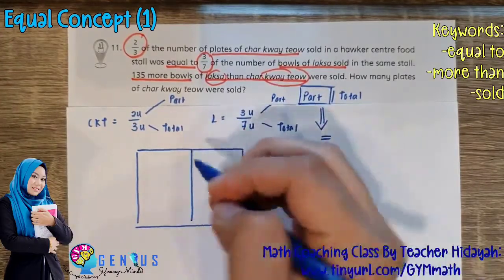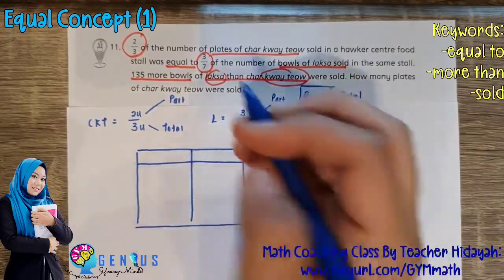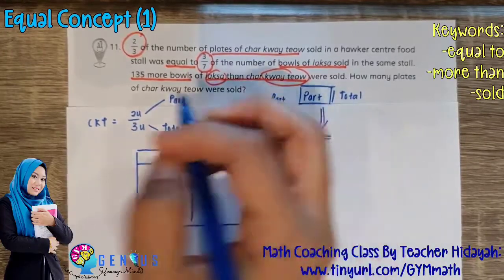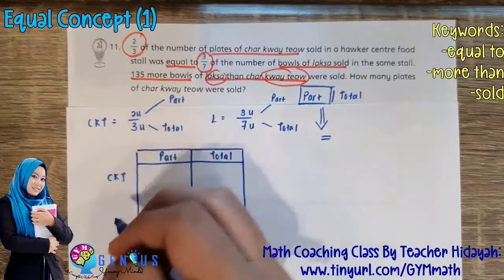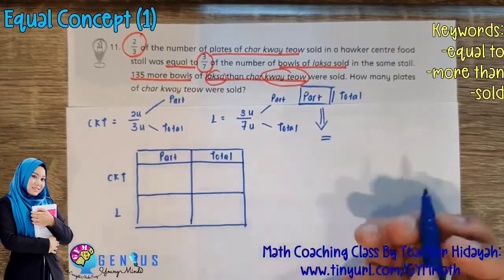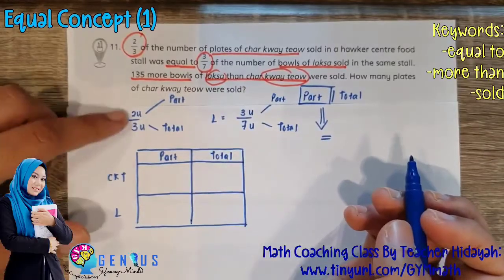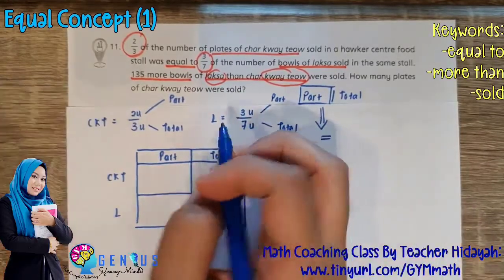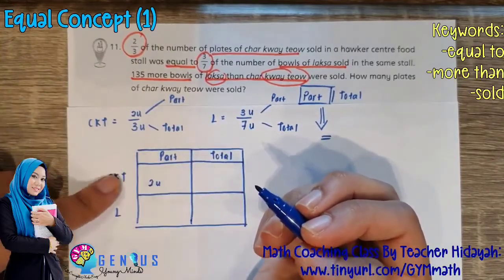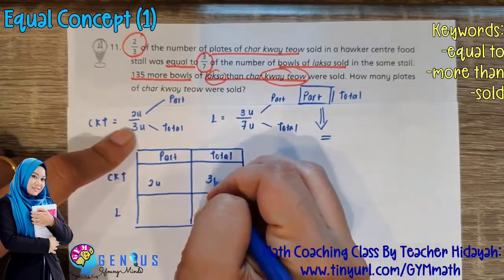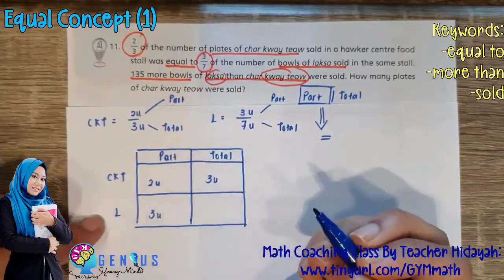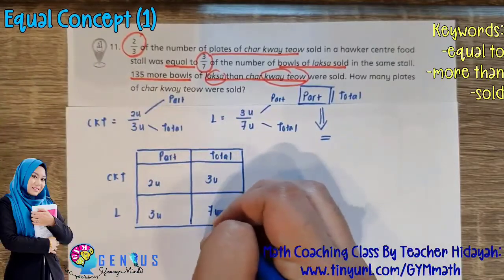We are going to cut the table into 2 parts. So we have the part and we have the total. Then we have the char kway teow and the laksa. Then you cut it into 2 separate rows. Now, char kway teow parts: how many parts are there? There are 2, so you write down 2 units. What's the total for char kway teow? We look here. There are 3 units. Now, laksa part is 3 units. Laksa total is 7 units.